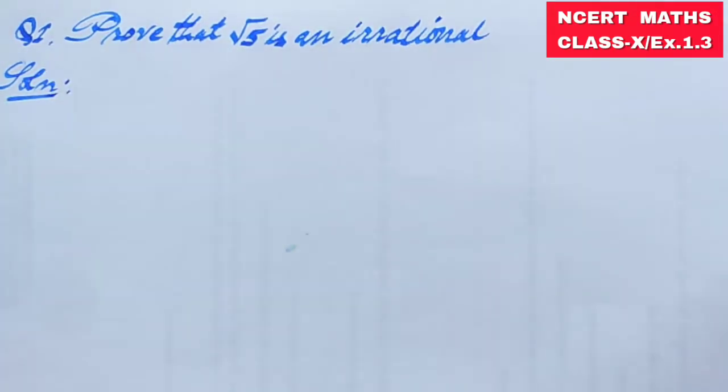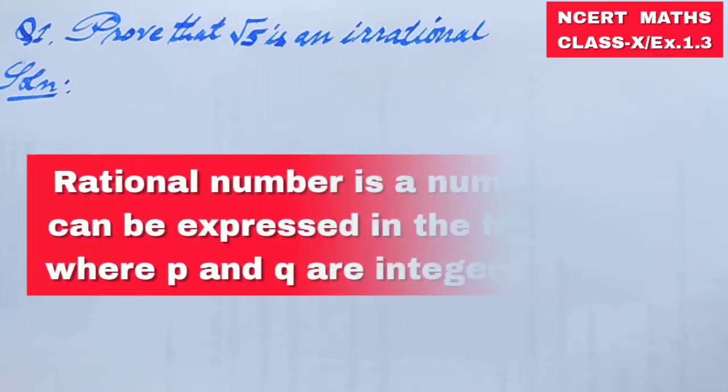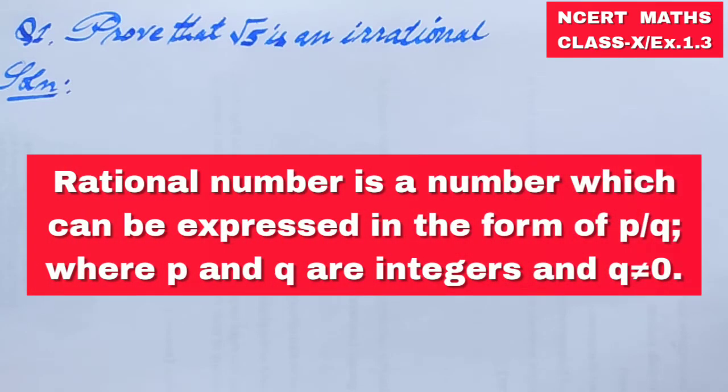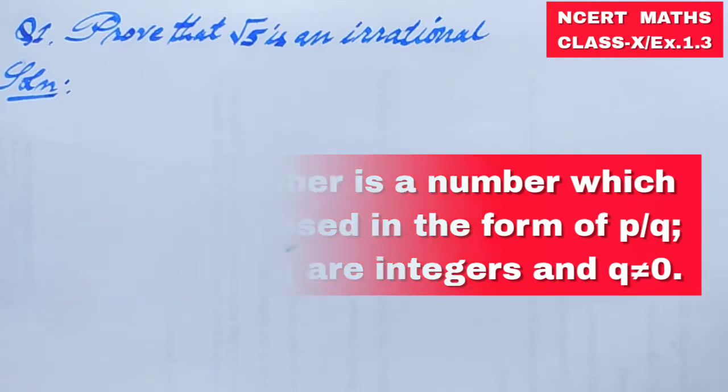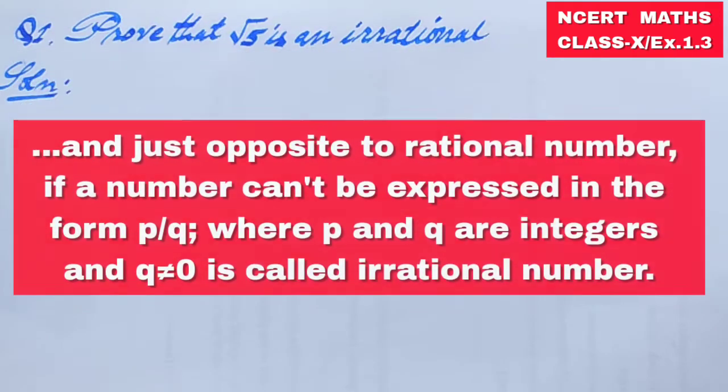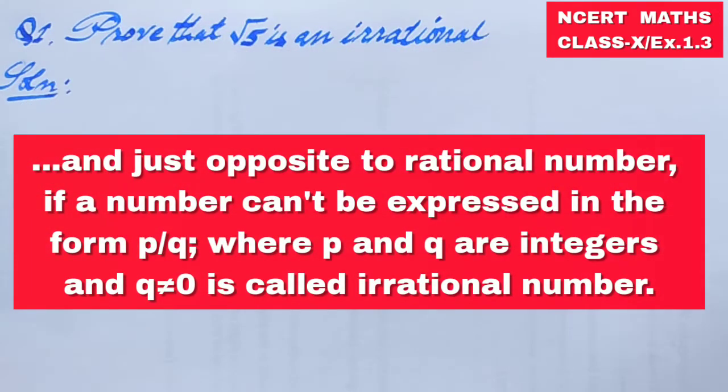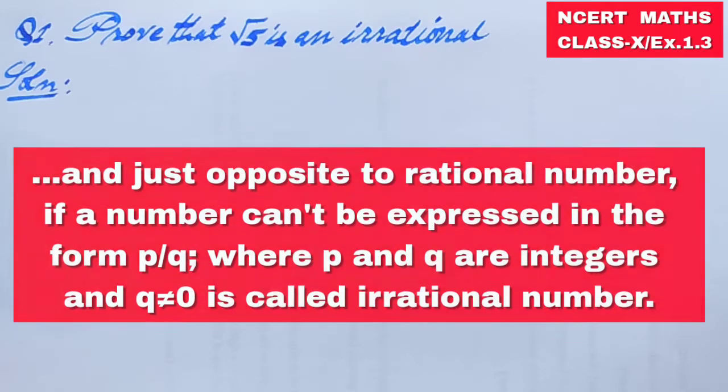Children, let us try to understand what is a rational number. A rational number is a number that can be expressed in the form of p by q, where p and q are integers and q is not equal to 0. And just opposite to that, if a number cannot be expressed in the form of p by q, where p and q are integers and q is not equal to 0, then such numbers are called irrational numbers.